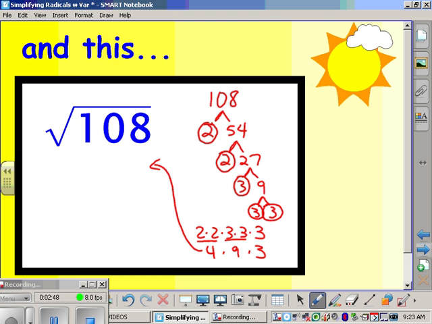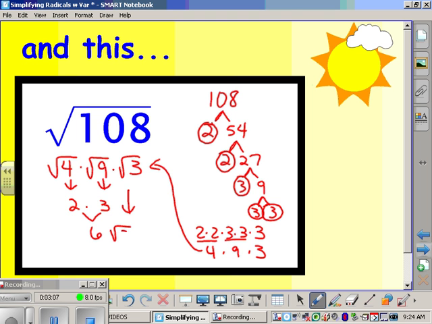Going back up here, the square root of 108 then breaks down into the square root of 4 times the square root of 9 times the square root of 3. The numbers that are perfect squares, we will go ahead and simplify to 2 and 3. We then multiply those together, giving us 6. The square root that cannot be simplified will simply drop down. So the square root of 108 is 6 radical 3.